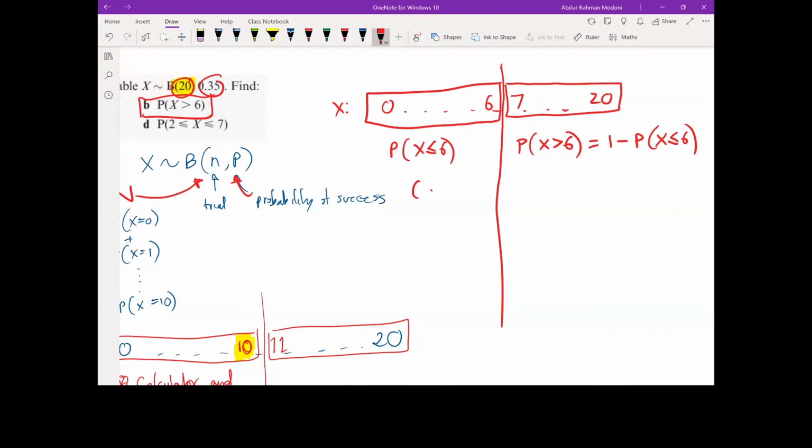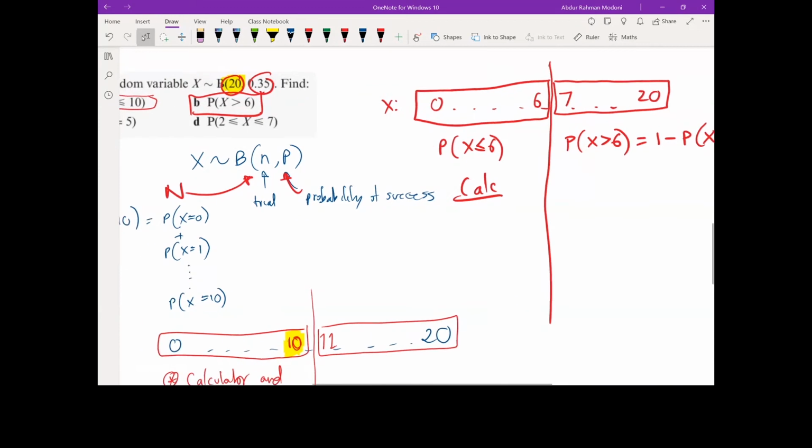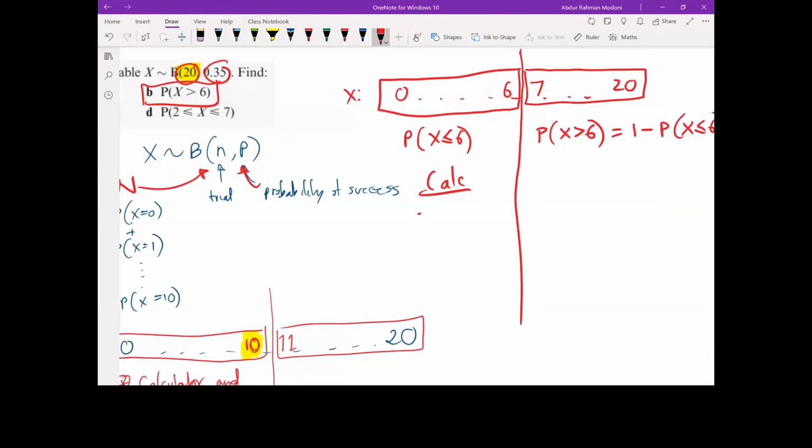The calculator does this left-hand side. So we're going to use our calculator now, and again we put in the same inputs. The inputs that it lets us put in are X, N, and P. This time for X, we're going to use 6. For N, it still remains 20 trials, and the probability of success is still 0.35. When you do that, it gives us the probability of X being less than or equal to 6. So go back to your calculator and change the value of X to 6. Everything else remains the same, and so this gives us 0.4166.